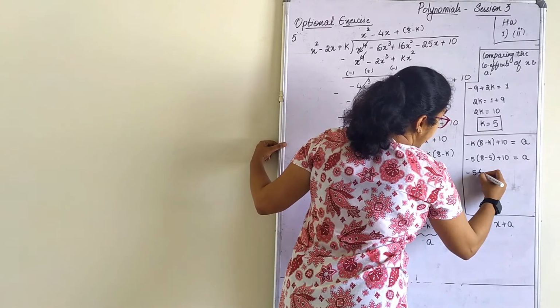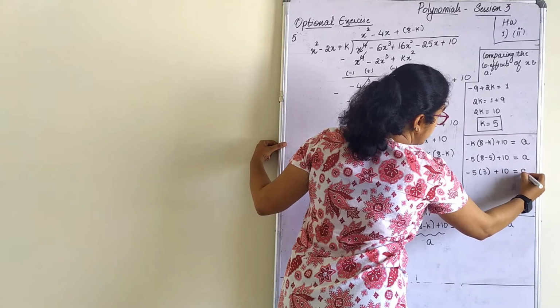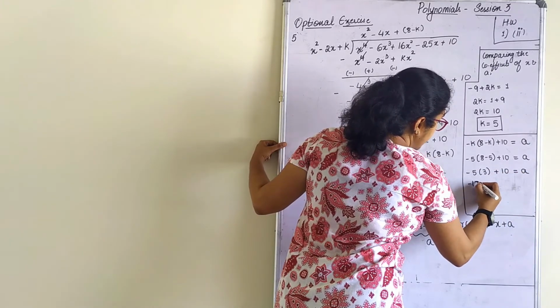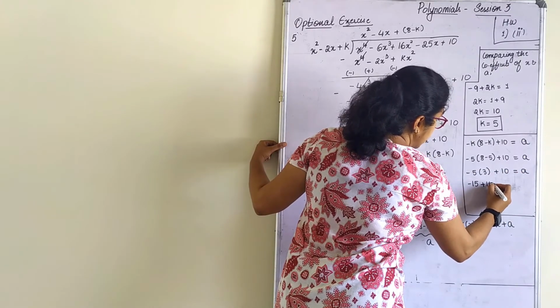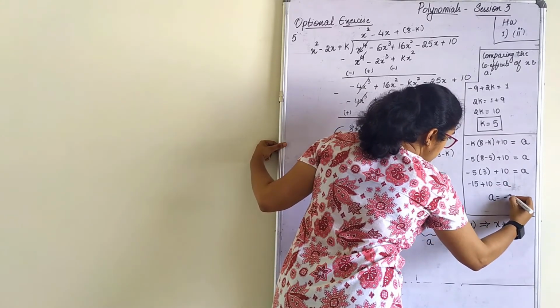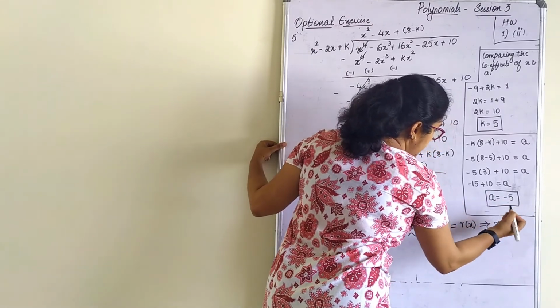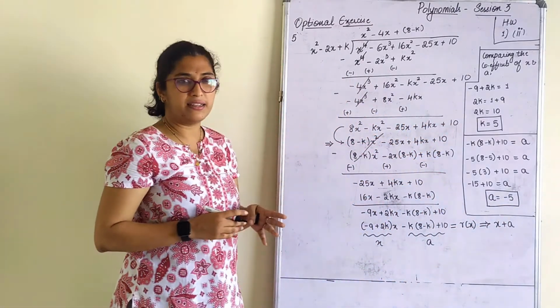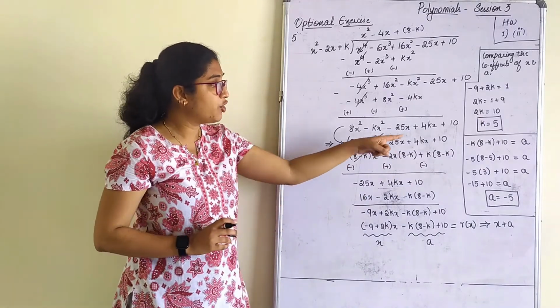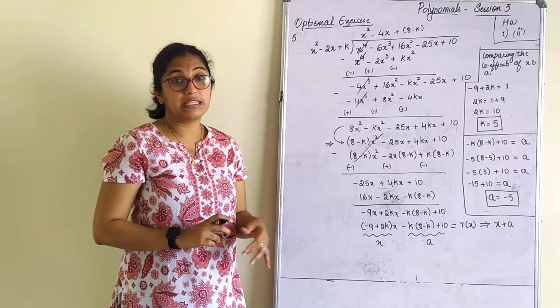8 minus 5 is 3, plus 10 equal to 8. 3 5s are minus 15, plus 10 equal to 8. Therefore, a is equal to minus 5. It is not necessary to get both sums as plus or minus. We got it here. So the value of k is 5, the value of a is minus 5. That is how we solve this.